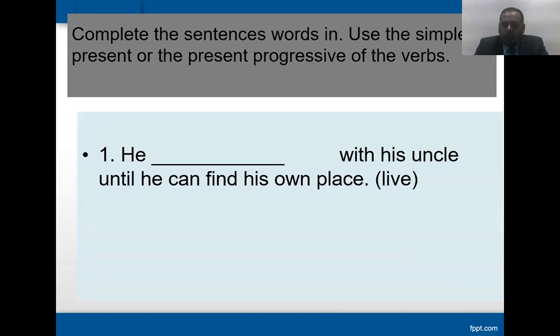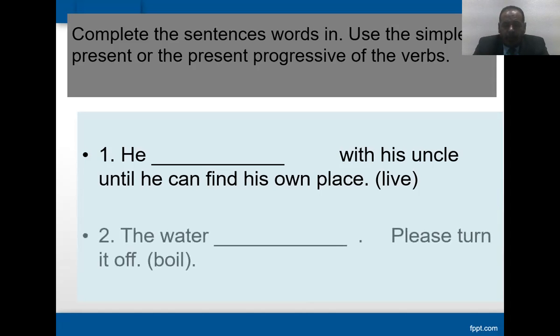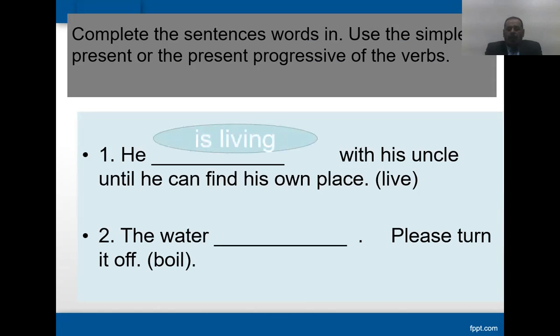We have to use present progressive. With he, we use is, live, ing. Yes, that's right. Don't forget, take away e. Number one, check the answer. He's living with his uncle.